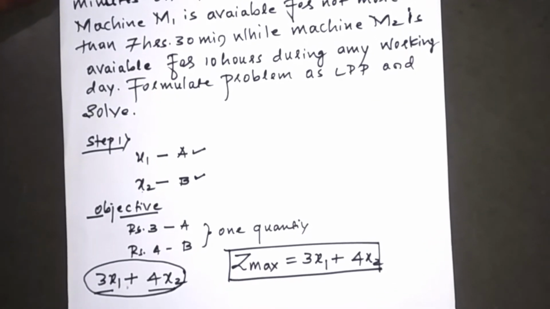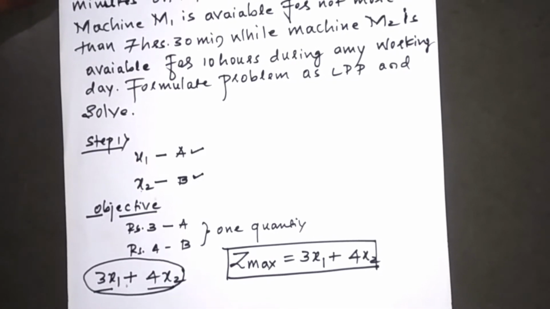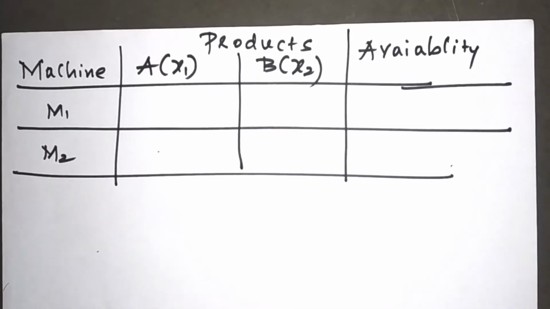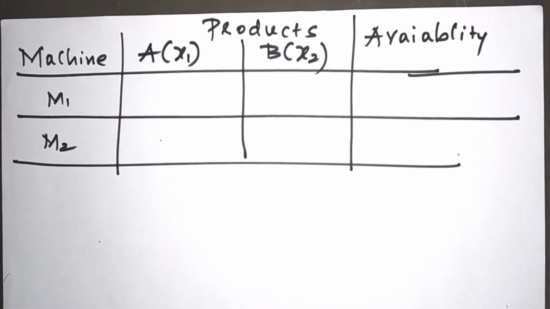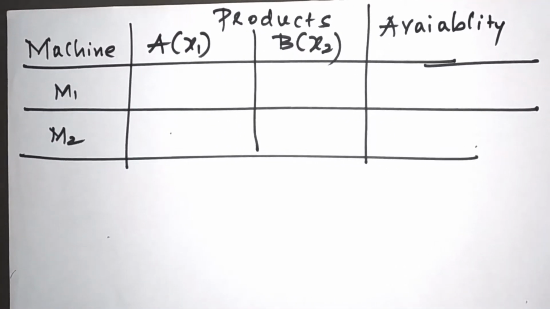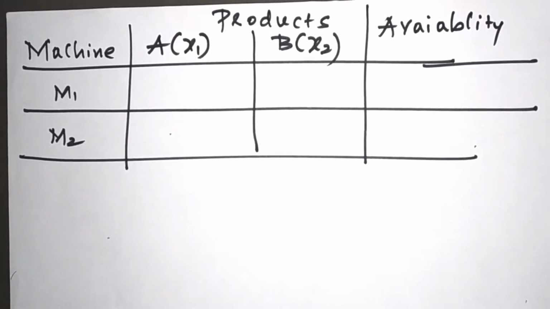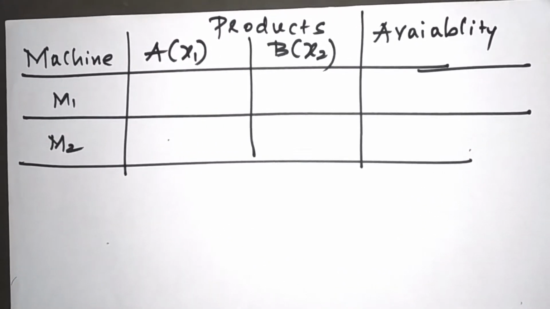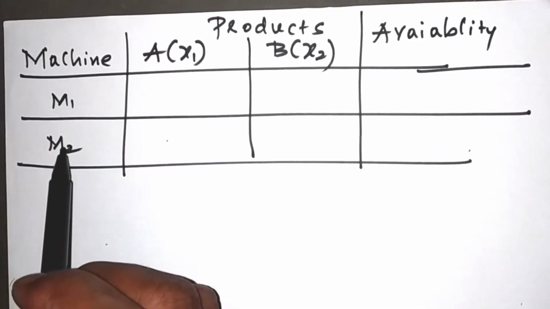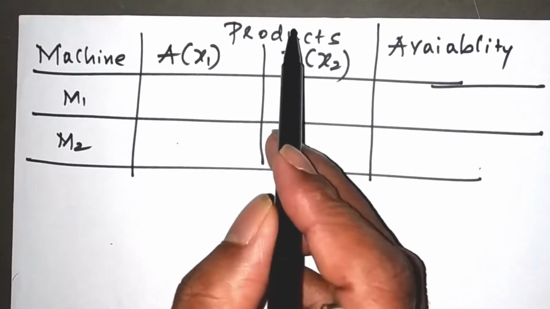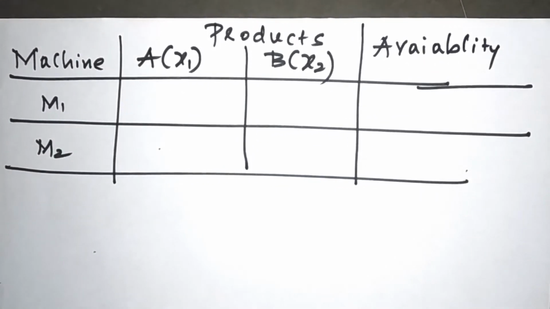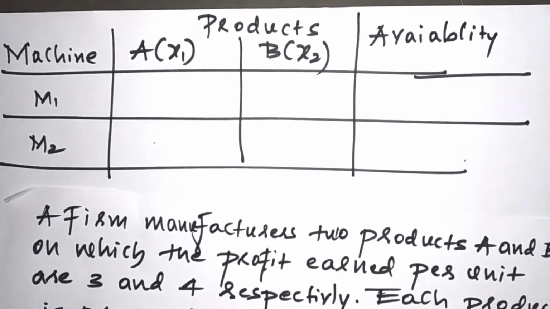Now we'll move ahead with writing out the constraints. After writing out the objective function, we'll write the constraints. While reading the problem, I came across conditions like the timing as a constraint. So we'll read again and write down the constraints in this table. Here I have made a table with the machines, the products, and the total availability of the machine. Now we'll read this problem and fill this table.